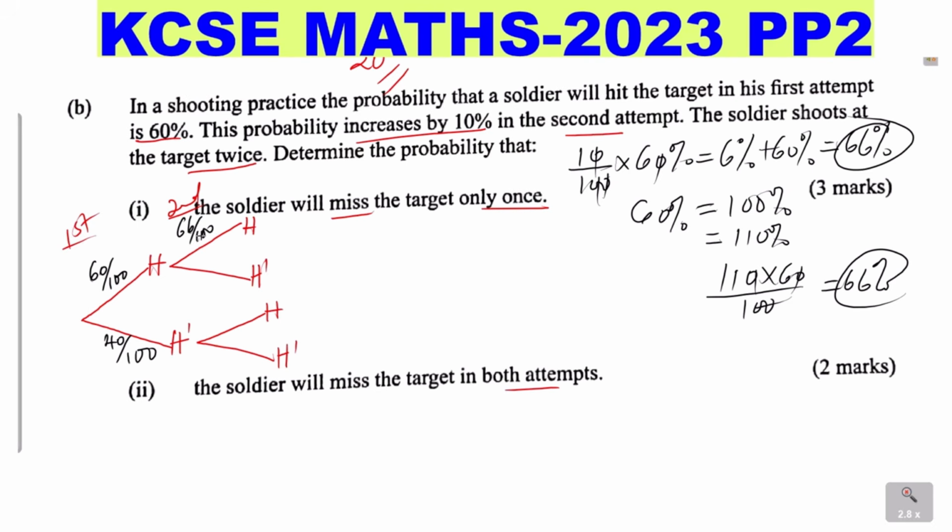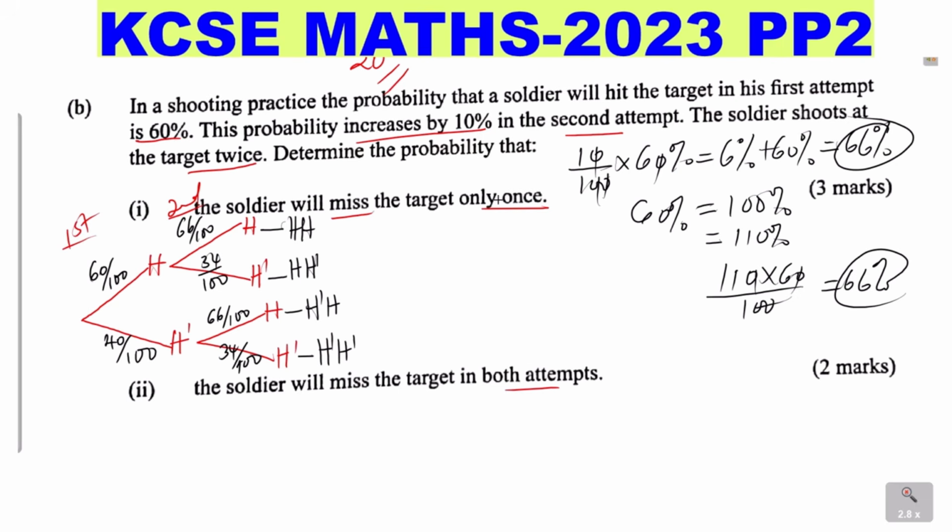So if the second attempt is 66%, then missing the target in the second attempt will be 34%. So here we have 66%, and this will be 34%. So the probability the soldier will miss the target only once. Let me complete this. This is the first attempt, hitting in both attempts, then hitting and the second attempt missing. Here, missing the first attempt, the second attempt hitting. Then the last one is missing in both attempts.